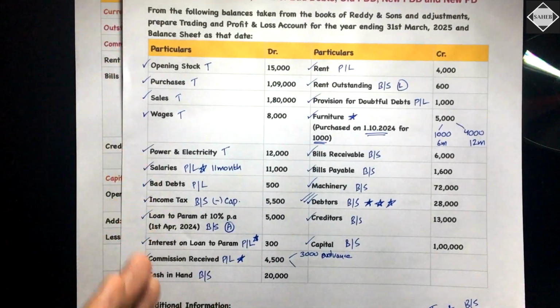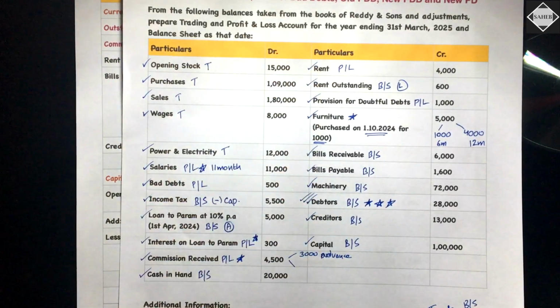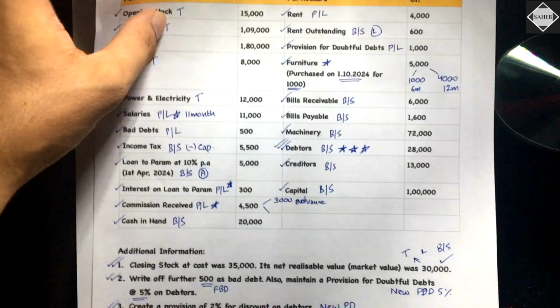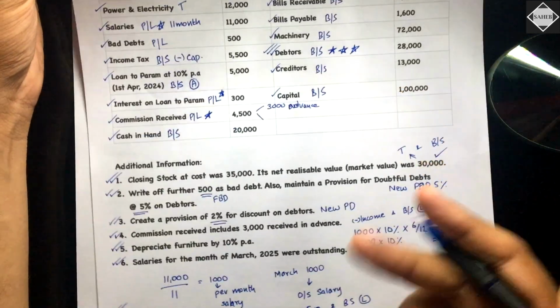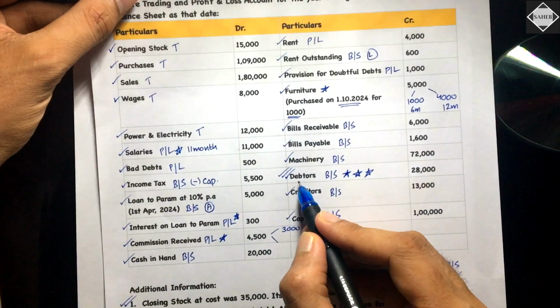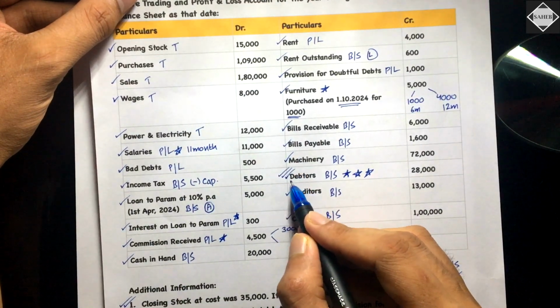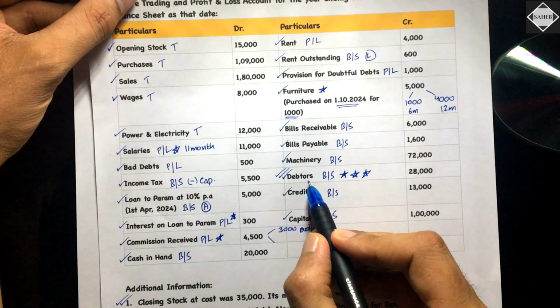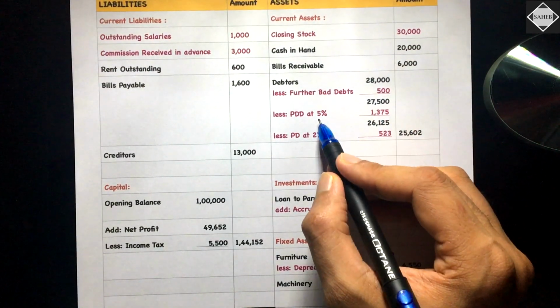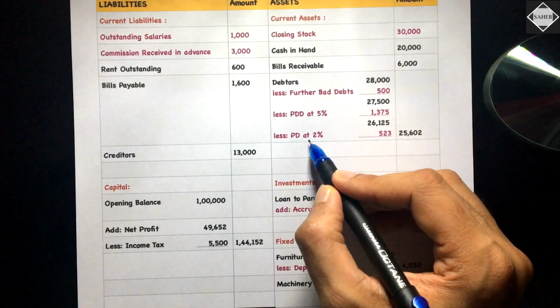Now you can confirm everything. All has been ticked. Yes, everything has been taken. All adjustments double ticked. I told you now, every adjustment will go 2 places. So double ticks on that. Is that clear? And then here in debtors, we have made triple ticks because 3 effects have come on debtors. Yeah, in this 28,000, 3 effects have come. Further bad debts, new provision for doubtful debts, and new provision for discount. That's why 3 ticks. Is that clear?